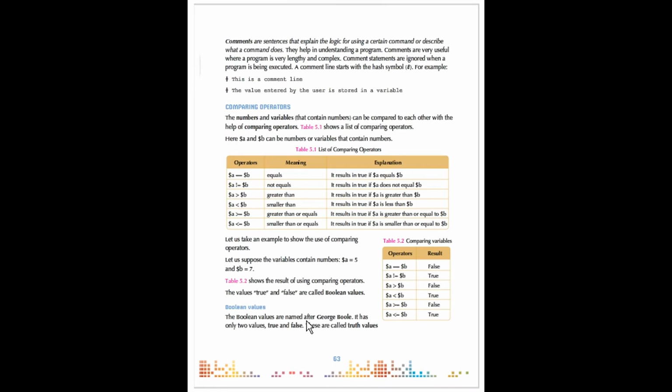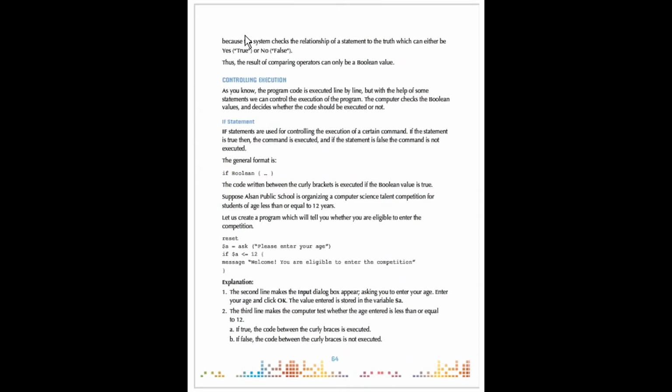So these true and false results are called Boolean values. Boolean values are named after George Boole. It has only two values, true and false, and these are called truth values. Because the system checks whether the relationship in a statement is true, which can be either yes or no, true or false, the result of a comparison operator can be a Boolean value.